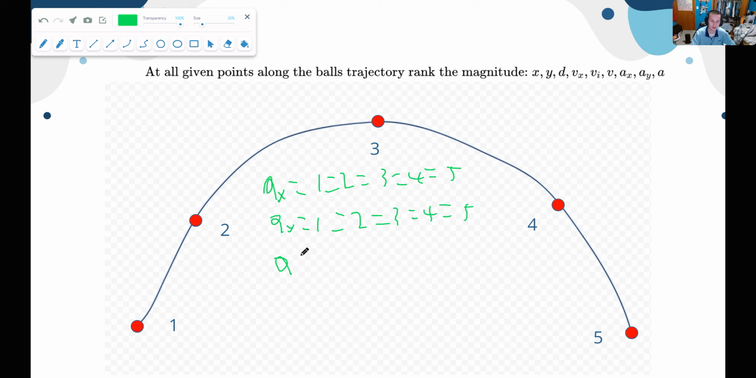And so what does that mean for our total acceleration? Since all these were equal, the total acceleration is always equal, and it's always negative 9.8 in the y direction. So it's always pointed downwards at 9.8. So that's our answer for the acceleration.